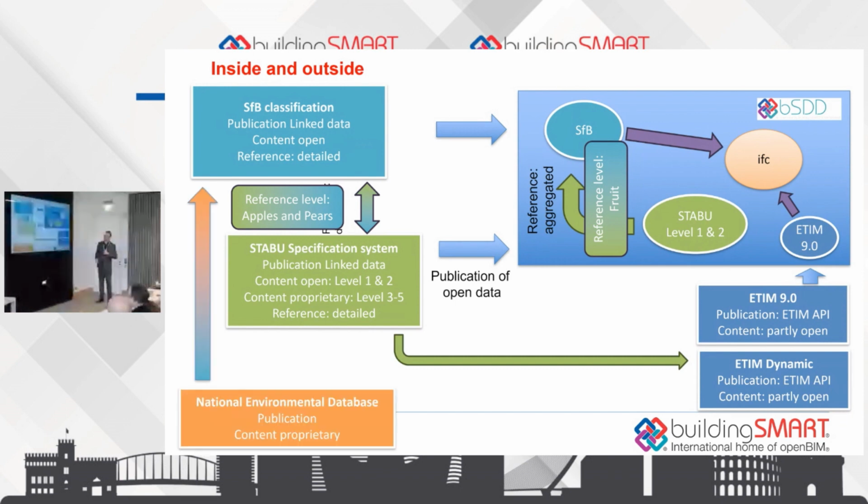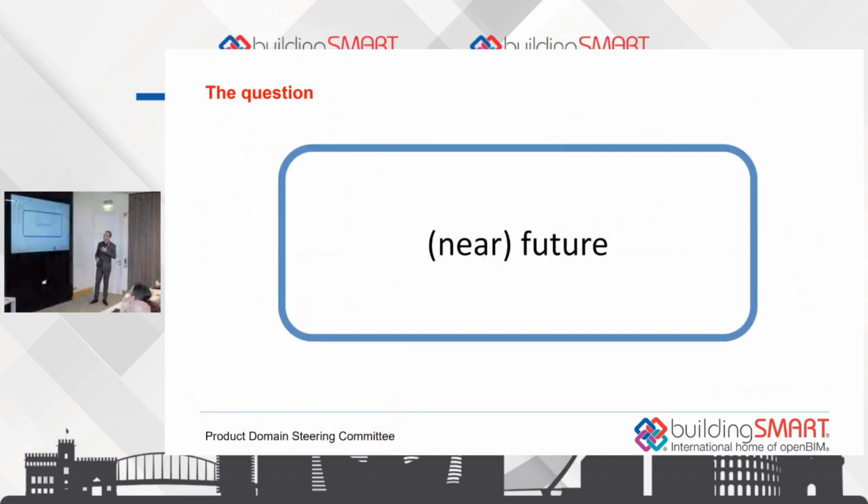And there's another one, we have a national environmental database that's completely out of scope, that's not even in touch with the people from BSDD. It has references to the SFB system, but it exists outside. So the question is, how are we going to get information from those systems? Because in my projects, I want to be able to use this content. So the near future, I said here, is going to link data.